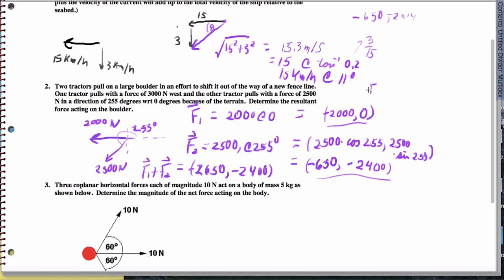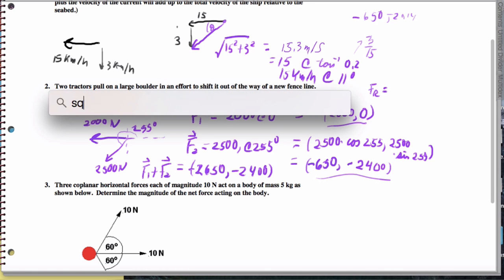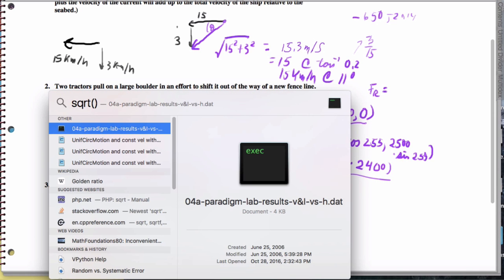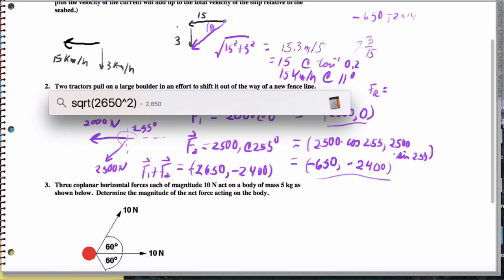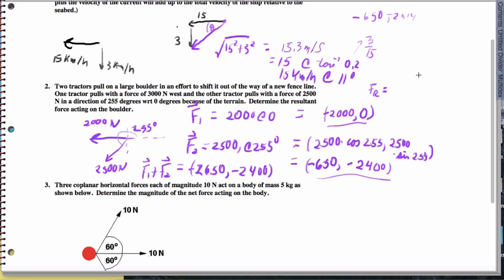The length of the resultant vector, I'll call that FR for resultant. I'll actually use Pythagoras' theorem for that. That'll be the square root of 2,650 squared plus 2,400 squared. And that's given me 3,600. It's actually 3575 when I'm rounding to 3,600.